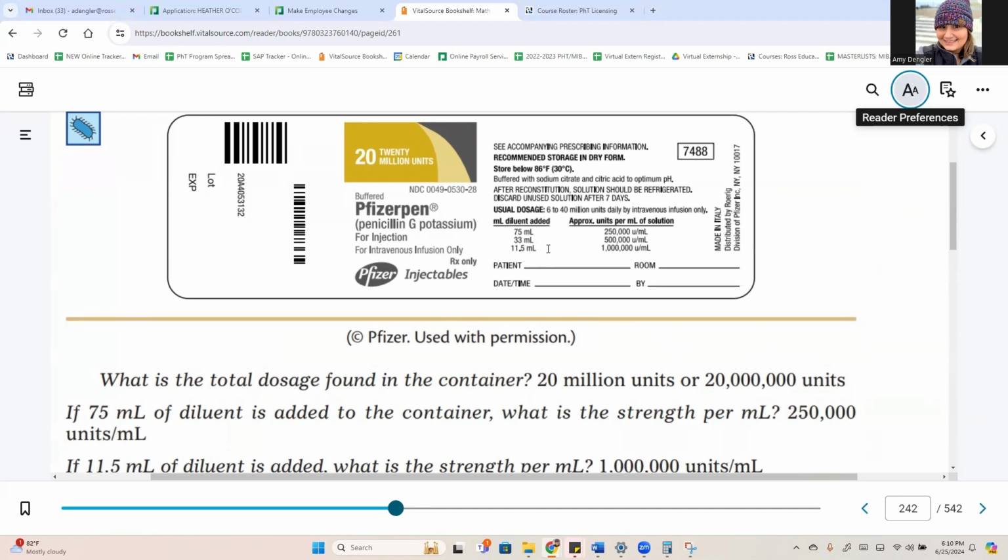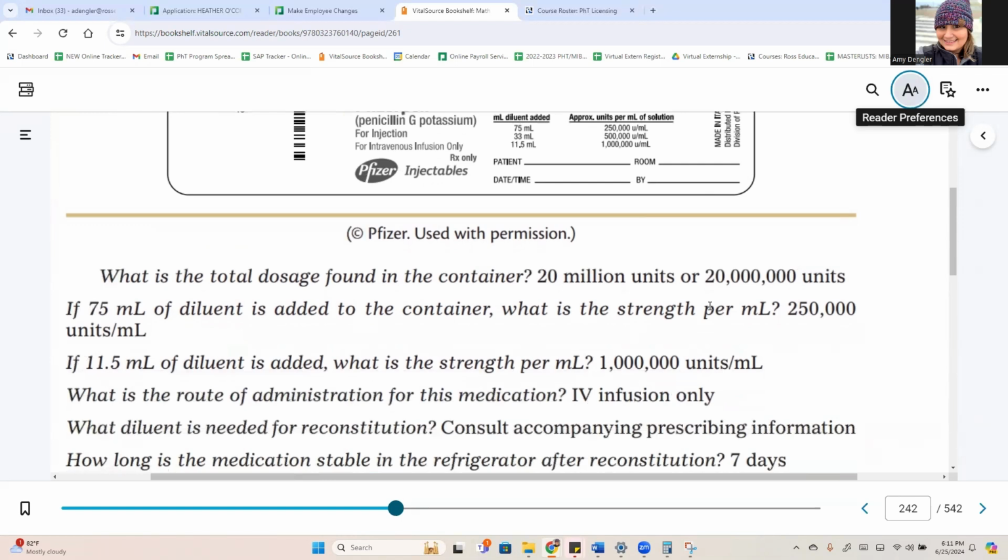Well, we talked about how it's important to make sure you always read the medication label before you reconstitute anything. So right here, it tells you exactly what the strength would be after reconstitution. If we added 75 ml of diluent, on the approximate units per ml of solution, we'd have 250,000 units per ml. If we added the 11.5, we would have 1 million units per ml. It doesn't ask this question, but if we did the 33 ml, it would be 500,000 units per ml.